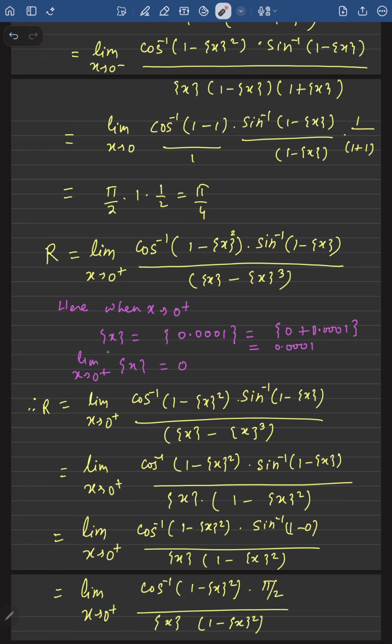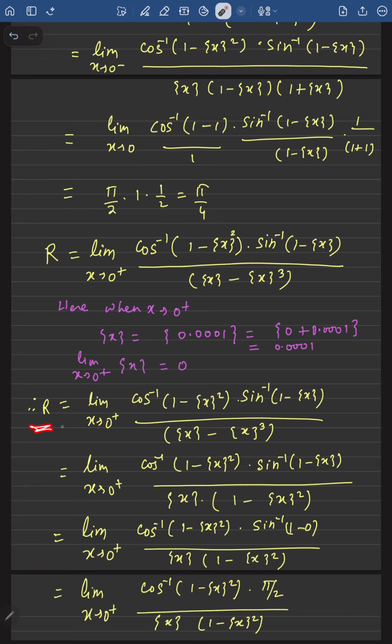When x tends to 0 plus, the fractional part of x is equal to 0.0001. Here there is no problem because it is positive as well. So for understanding, you can write 0 plus 0.0001. So your value is this. That means this is nearing 0, as x tends to 0 plus from the right side towards 0. So at 0 plus, the limit of the fractional portion of x will be 0.